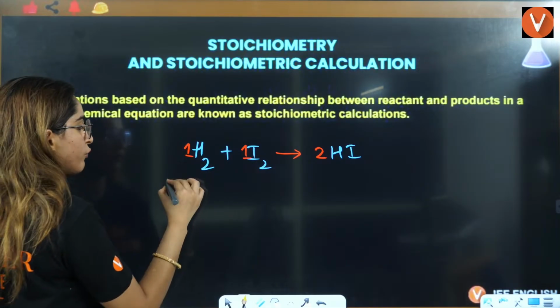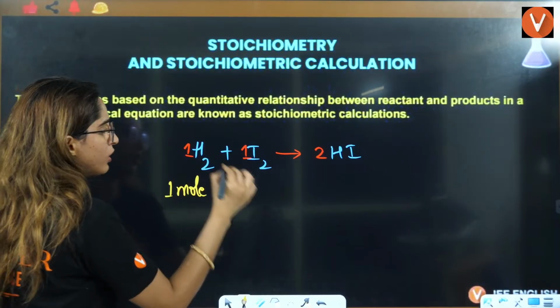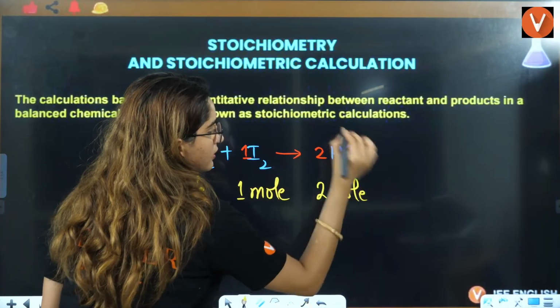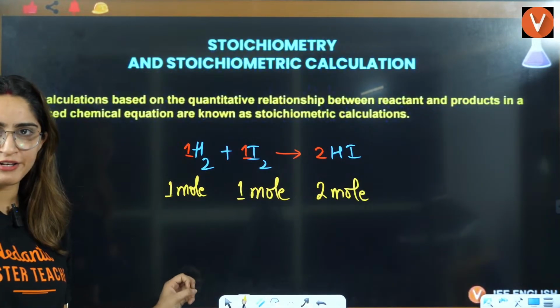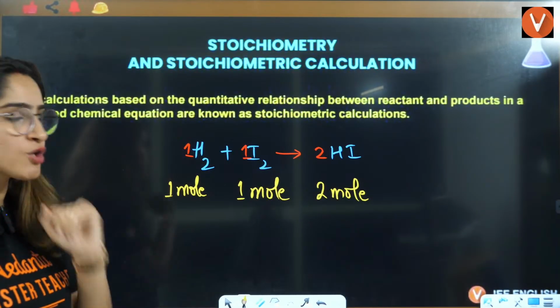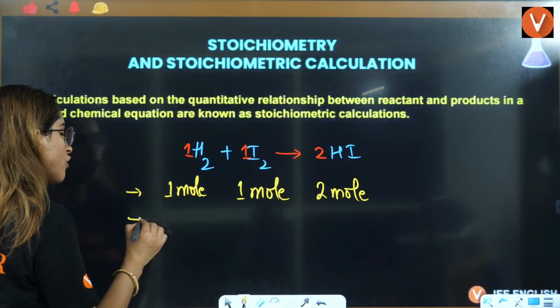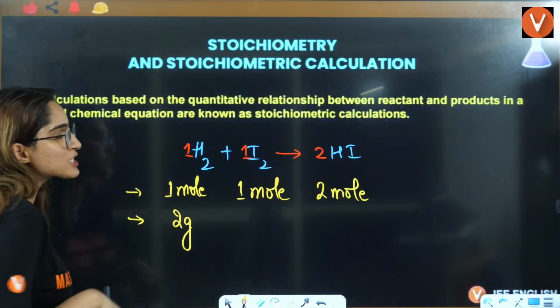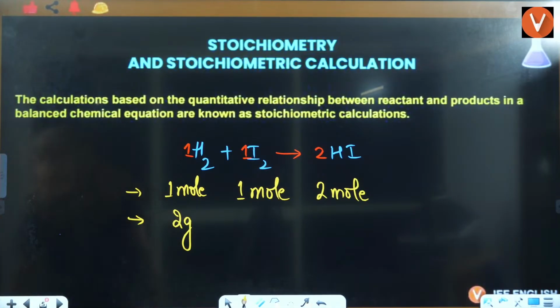In terms of moles, we can say 1 mole reacts with 1 mole to give 2 moles. That means 1 mole of H2 reacts with 1 mole of I2 to give 2 moles of HI. Then in terms of mass, we can say 2 grams of H2 reacts with iodine. What is the molar mass of iodine, everybody? Don't worry, I'll tell you; today's lecture is about that.